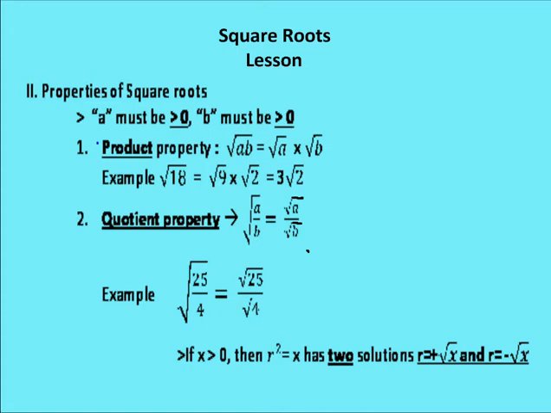In the example that I give you, I have the square root of 18. If I use the product property, I can say the square root of 18 is equal to the square root of 9 times the square root of 2. And I know the square root of 9 is 3, so I end up with 3 root 2 as my answer.